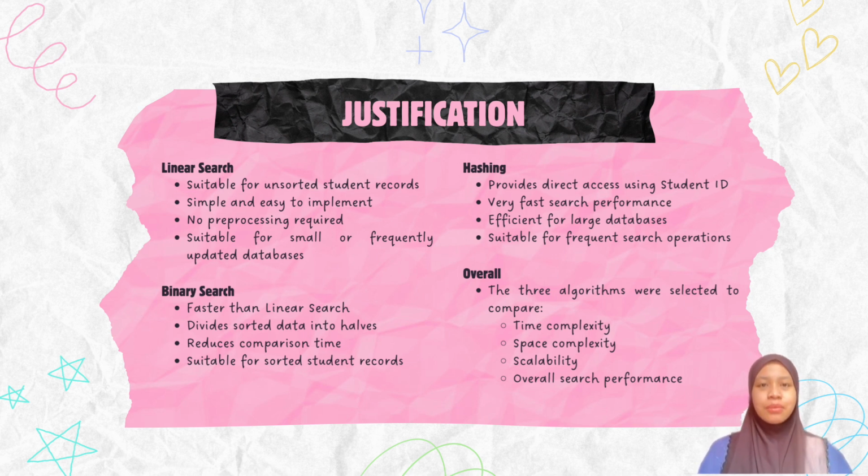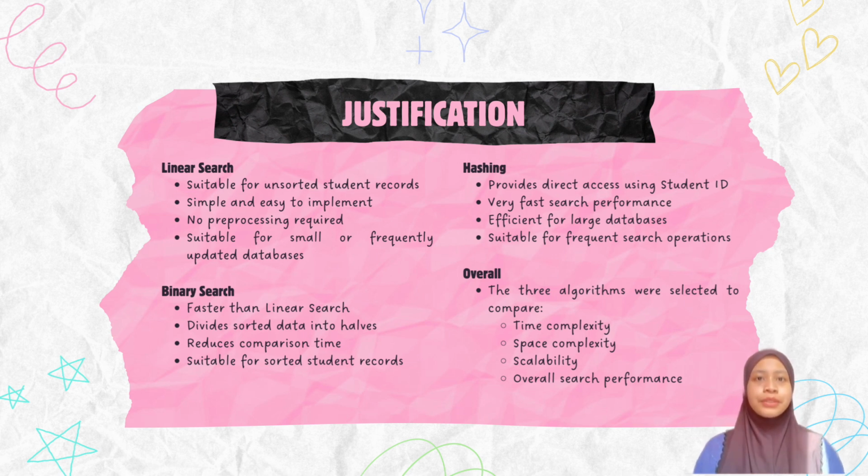Second, binary search was selected because it provides faster search performance than linear search. The algorithm repeatedly divides a sorted dataset into 2 halves, reducing the number of comparisons required. Therefore, it is suitable for searching student records that are already sorted by student ID or name.